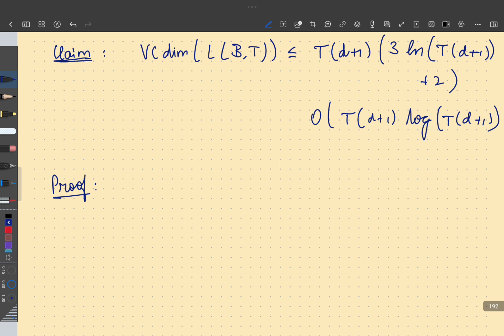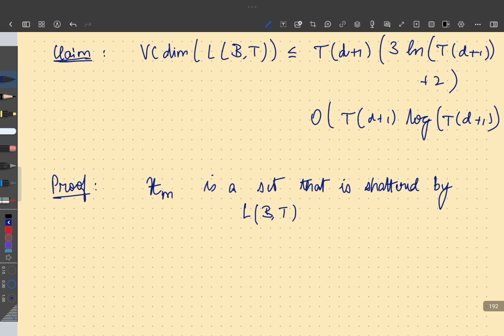So let's recall the definition of the VC dimension first. The VC dimension is the largest set that is shattered by the hypothesis class. All right. So let's suppose that x1 up to xm is a set that is shattered by the hypothesis class that we're interested in, all linear combinations of T base classifiers.